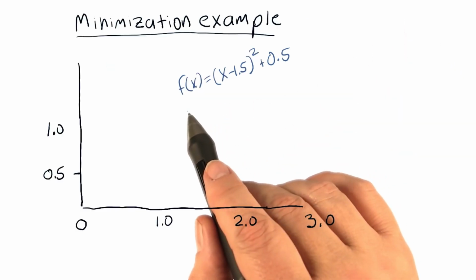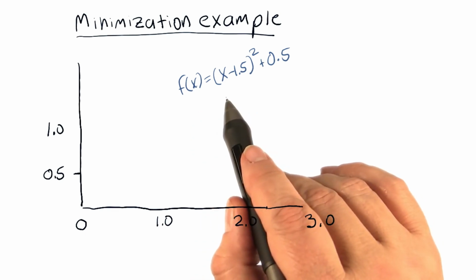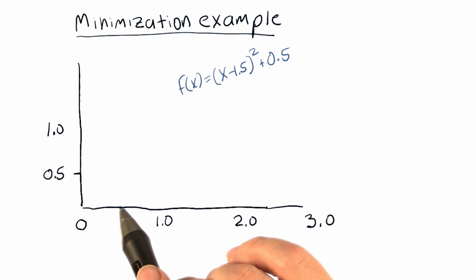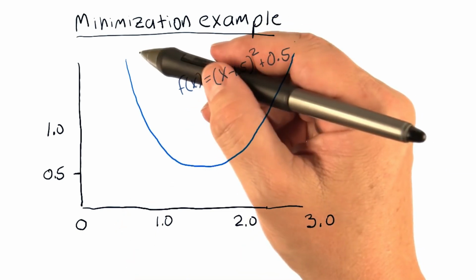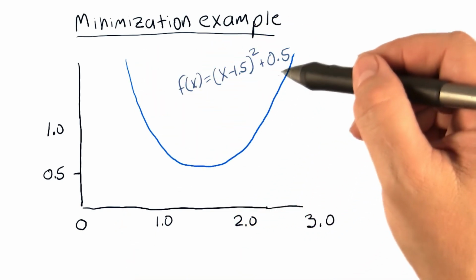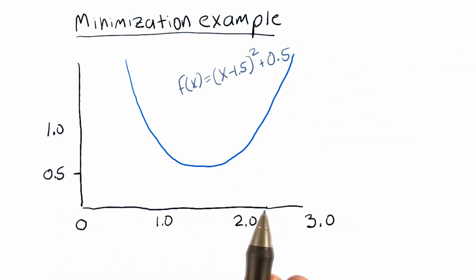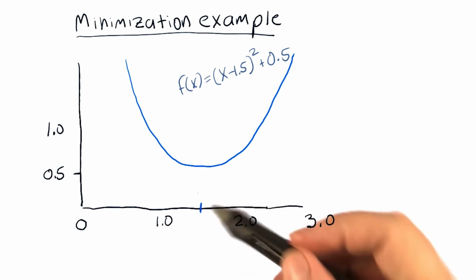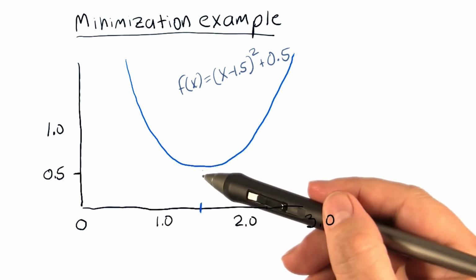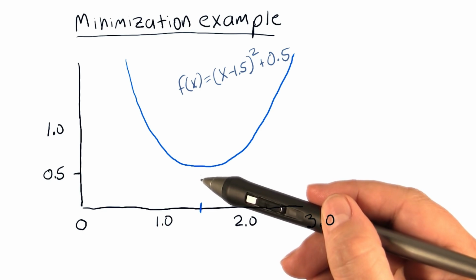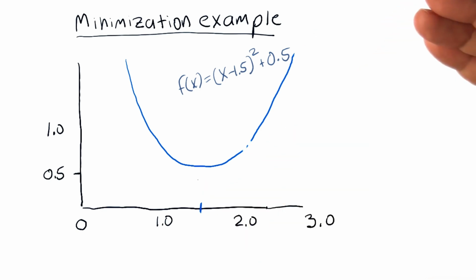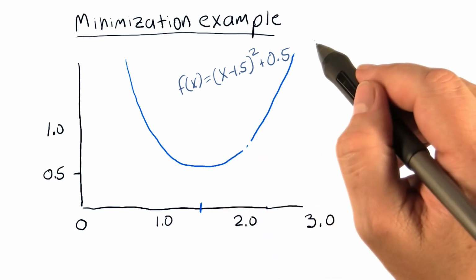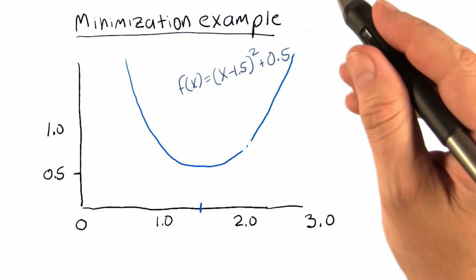Let's take a look at this function. f of x is equal to x minus 1.5 squared plus 0.5. That function is a parabola that looks something like this. It's centered horizontally at 1.5, and its minima is here at 0.5. Now, the optimizer or the minimizer doesn't know that. We can tell it by looking at the equation, but the minimizer has to figure it out on its own.